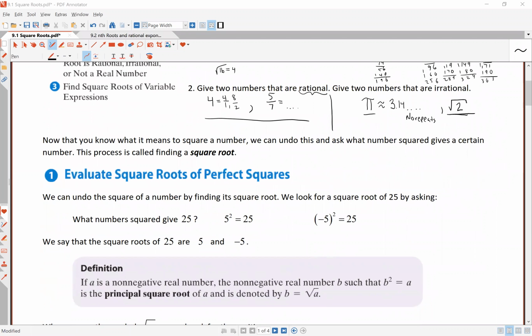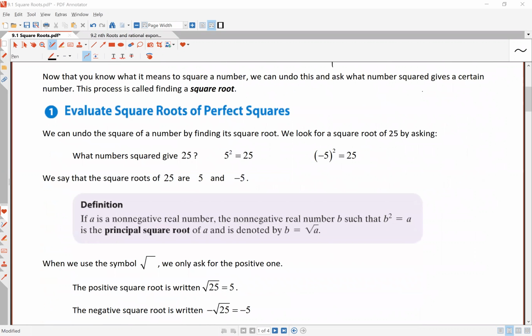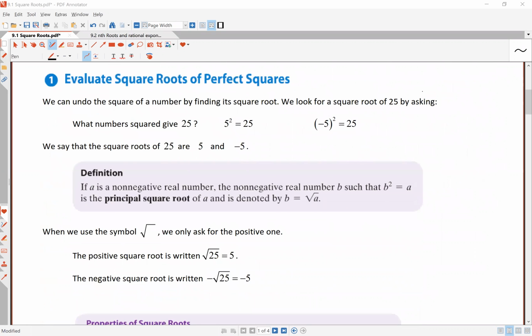So now that we know what it means to square a number, we can undo this and ask what number squared gives a certain number. This process is called finding a square root. We can undo the square of a number by finding its square root.